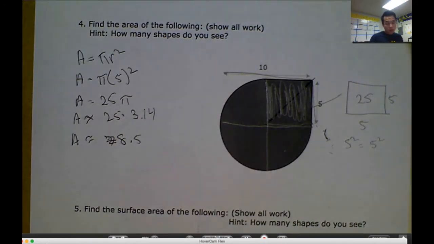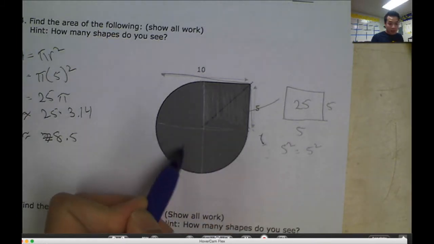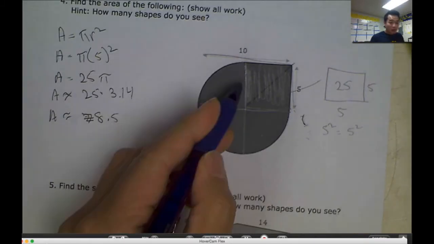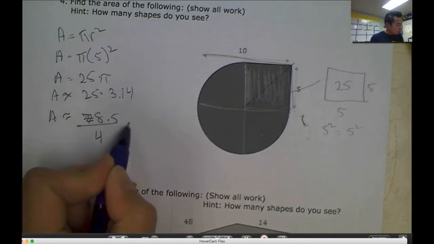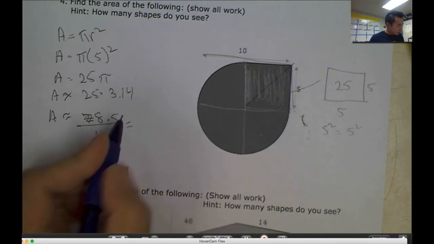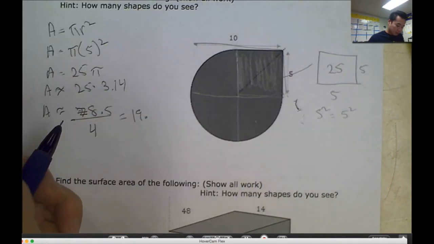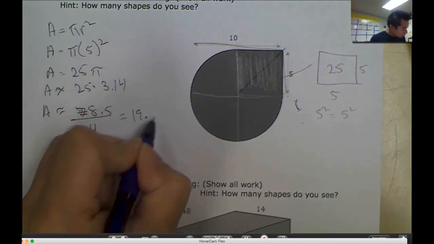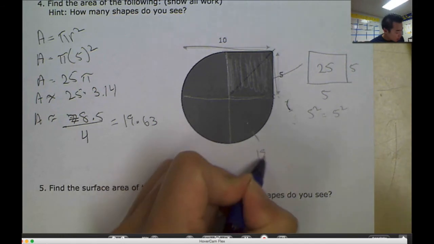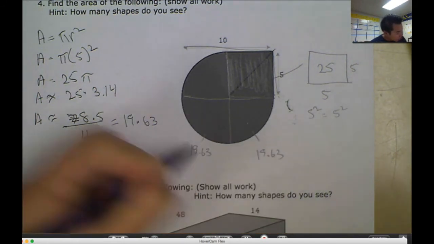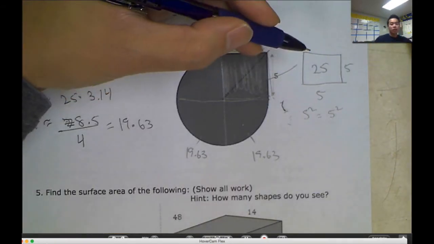That's not the solution yet, because now I have to figure out how much of the circle is not accounted for besides this square. So since there are 4 equal parts in the circle, I'm going to go ahead and divide 78.5 by 4 to get approximately 19.63. I'm going to go ahead and round to the nearest hundredth. So this piece is 19.63, this piece is 19.63, this piece is 19.63. And somewhere in this 25 is actually the 19.63.